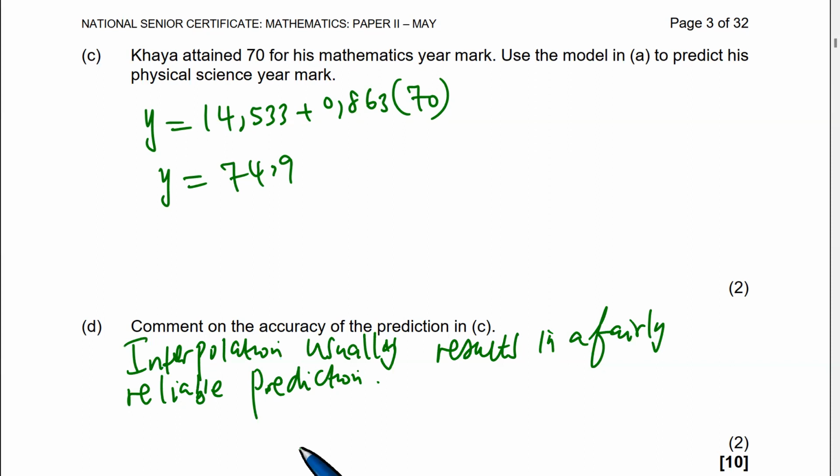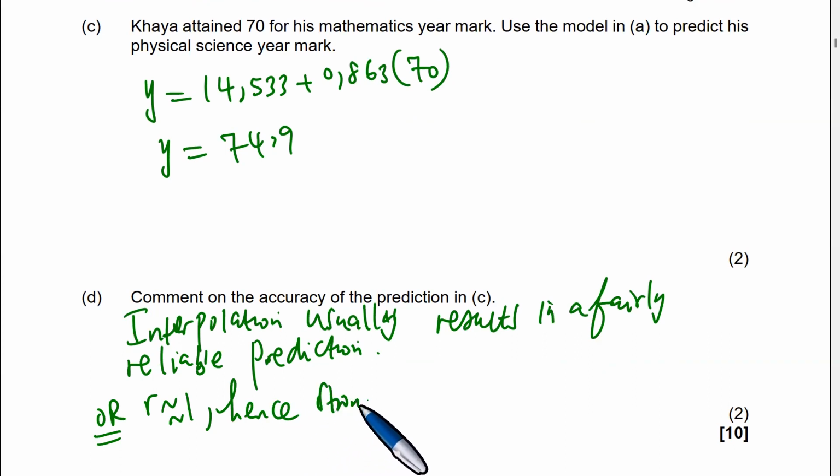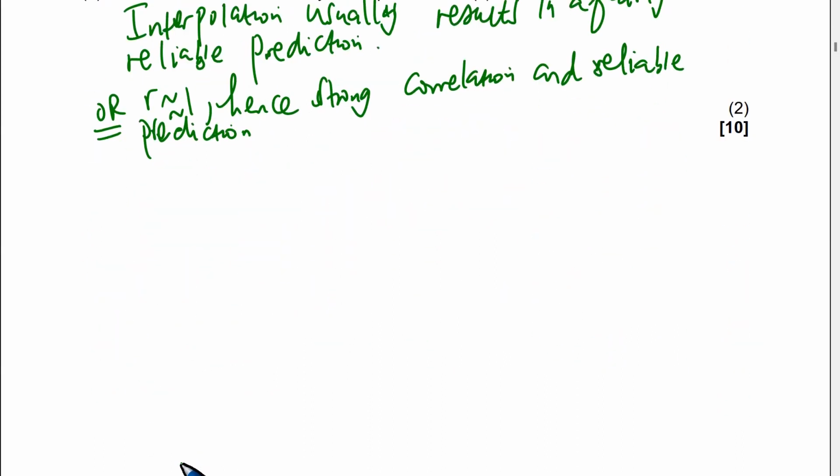Most importantly, or you can say is the answer on the accuracy of the prediction, the correlation coefficient R is approximately 1, hence strong correlation and reliable prediction, because the correlation coefficient is approximately 1 means we have a reliable prediction. Next question.